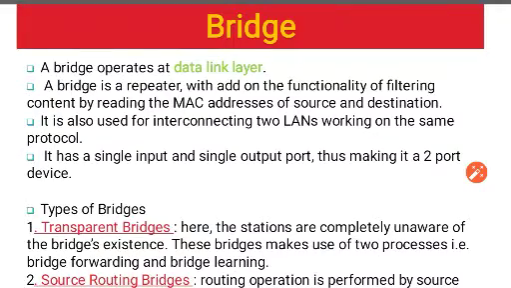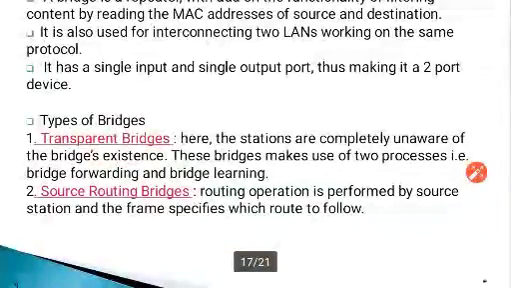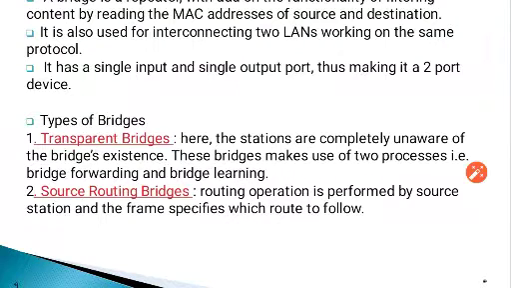Okay, now let us understand the types of bridges. We have transparent bridges and source routing bridges. What do you mean by transparent bridges? Here the stations are completely unaware of the bridge's existence. These bridges perform two processes, bridge forwarding and bridge learning.